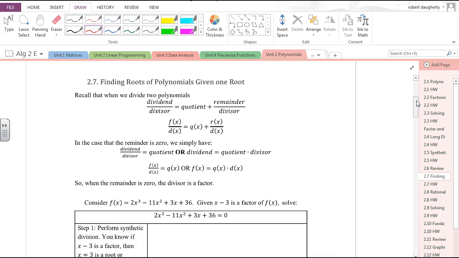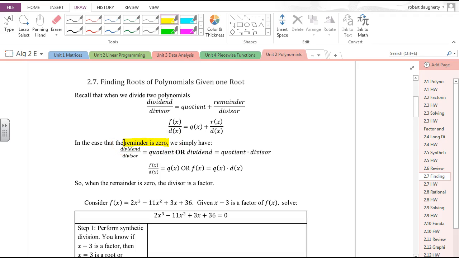Okay, so in 2.7, what we've talked about so far is that when you have a division with polynomials, you've got a dividend, you divide that by a number called the divisor, you get a quotient, and you get a remainder over the divisor. If we write this with polynomials, f of x is divided by d of x, I get some polynomial q of x, my quotient, and I get a remainder divided by the divisor.